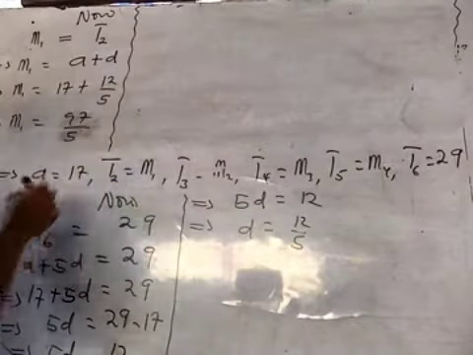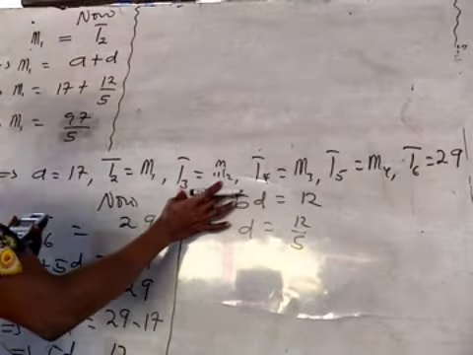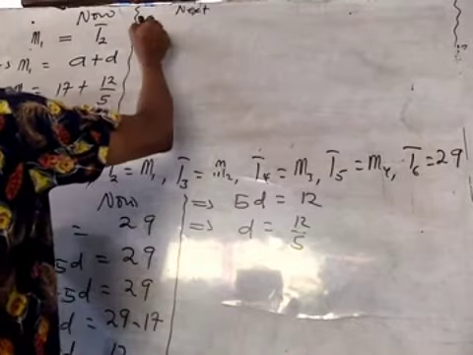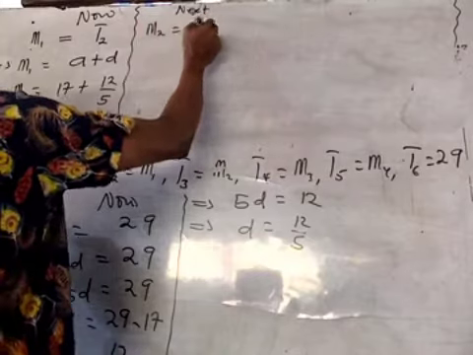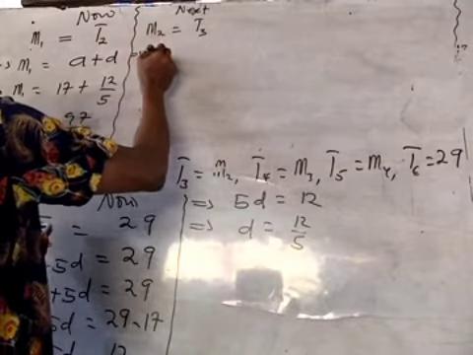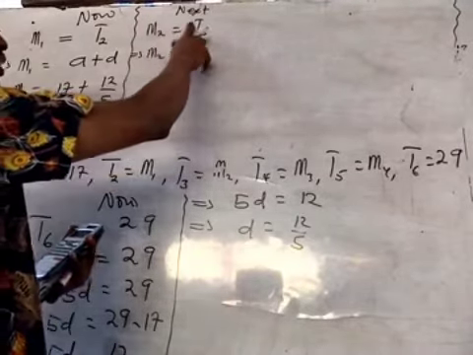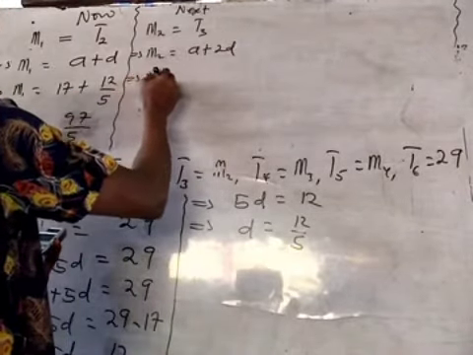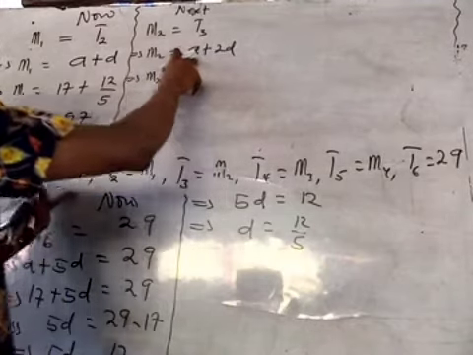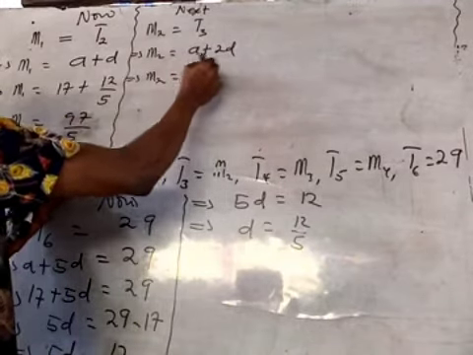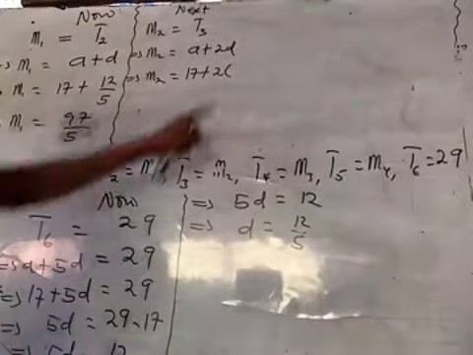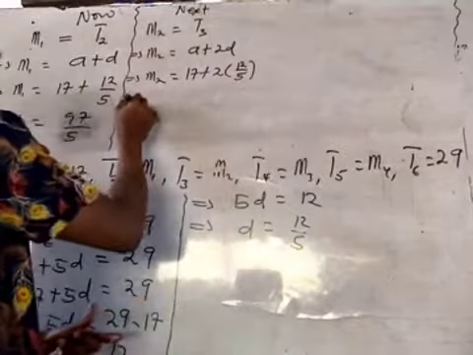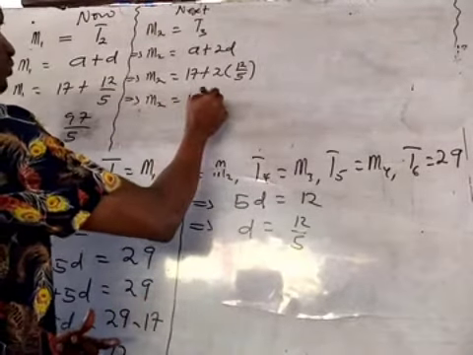Okay, so we now move again. Next, we can equally find the third term, which is M2. M2 is equal to the third term, and for a sequence in AP, the third term is given as A plus 2D. So M2 is equal to 17 plus 2 into bracket, what is the value of D? The value of D is 12 over 5. So our M2 will be equal to 17 plus 12.